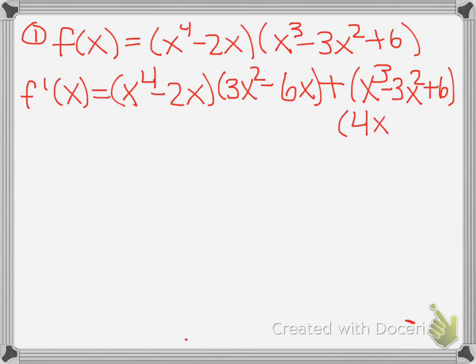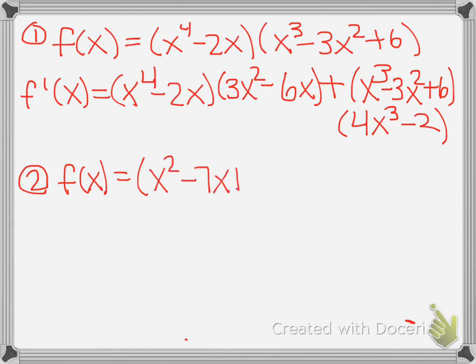4x to the 3rd minus 2. Don't expand it out. Don't. You can. And if you want to, you're going to get a crazy long answer, but don't. There is 100% no need to simplify. So, here we go. We did that example. I'm going to give you a you-do for number 2 and say f of x equals x squared minus 7x plus 4 times x cubed plus 5x squared minus 8. Okay, pause it. You do this one, come back, and then we'll check our answer.